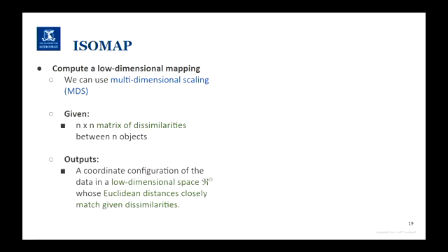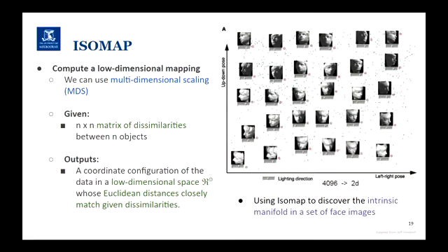As an output, we'll have a coordinate configuration in low dimensionality space, usually for MDS either in 2D or 3D. And this will be as close as possible to the geodesic distances. ISOMAP has been used in different sets of scenarios, for instance, in discovering intrinsic manifolds in images.